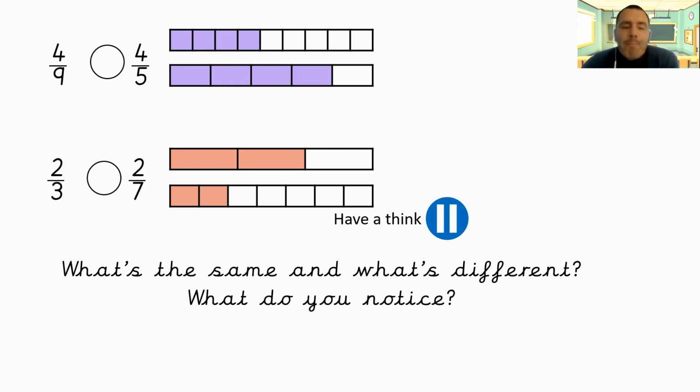How did we get on? So 4/9 is less than 4/5, and 2/3 is greater than 2/7. So what's the same? Our numerators, nearly caught myself out there. Our numerators are the same. Our denominators are different.